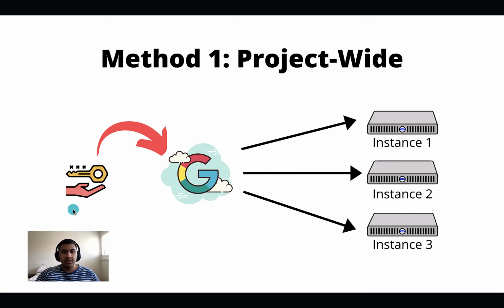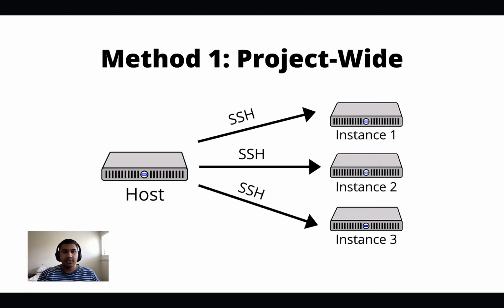The first method, you're basically creating a private and public key on your host machine and then adding the public key onto Google Cloud, and from there all of the instances that you have in this project have access to this public key. So this means on your host machine you can then SSH into all of the instances that you have on your project. But you have to remember that the host machine has to have the private key as well.